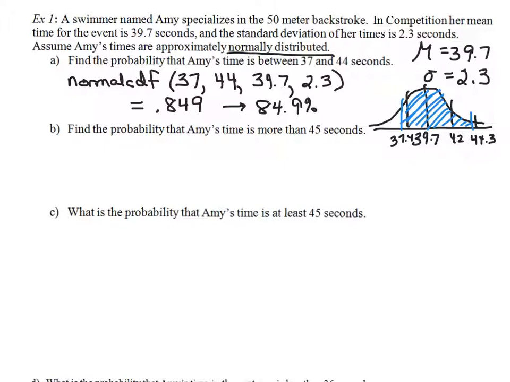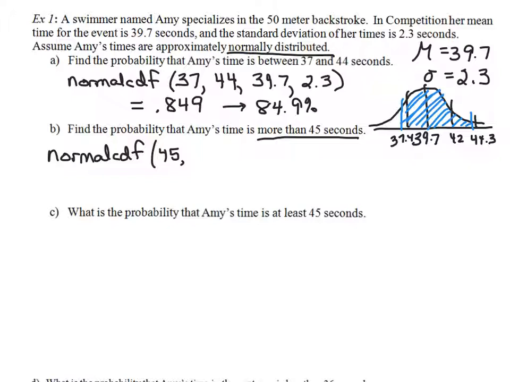Now, let's see what happens when I've got a probability like B. For B, it says find the probability that Amy's time is more than 45 seconds. So when I do my normal CDF, and again, you're going to have to enter it in the calculator as 2nd Vars and then number 2. More than 45 means that 45 is going to be my lower bound.